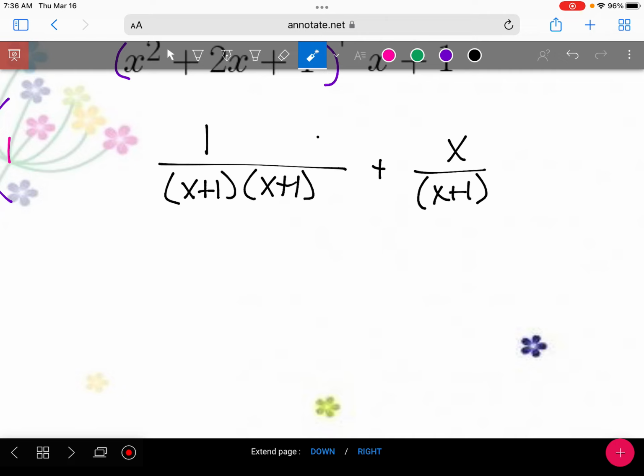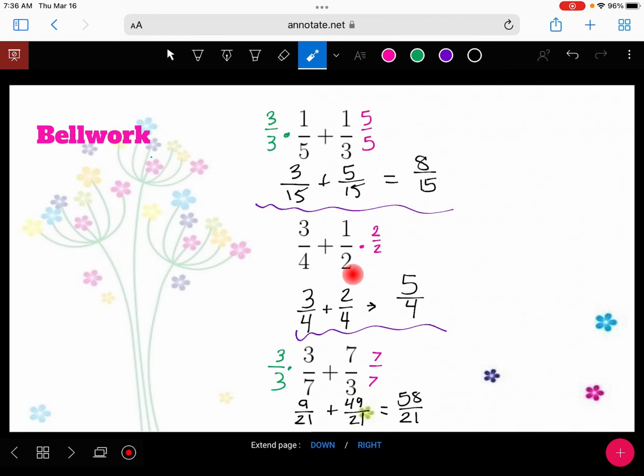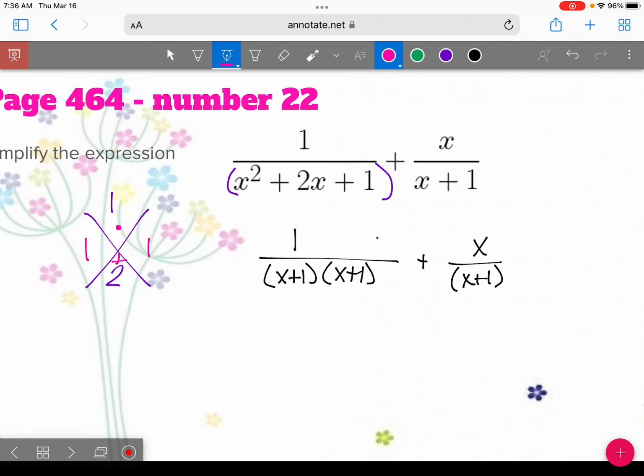Okay, so our common denominator has to be at least as big as the biggest one. I'm going to need to have at least 2 in order for it to be the same. It's very much like this one. We had to get the 2 up to be the same as the 4 to be able to add them together. It has to be the bigger one. So when we come back to this guy, I need to have another x plus 1 over here. So our lowest common denominator is going to be x plus 1 times x plus 1.